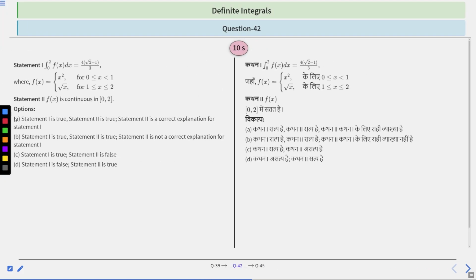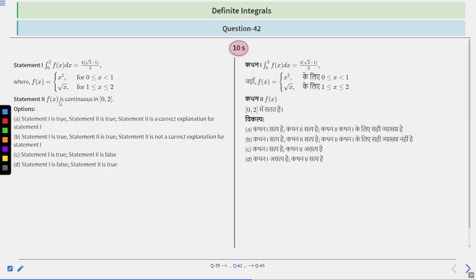Let's move to the next question, question number 42, which says that statement 1: the integral from 0 to 2 of f(x) dx is 4 root 2 minus 1 upon 3, where f(x) is x square for x from 0 to 1 and root x for x from 1 to 2. Statement 2: f(x) is continuous in 0 to 1, right? So which option is correct? Clear? Whether statement 1 is correct or 2 is correct or it is the correct explanation of 1 or not, we have to discuss that, right?